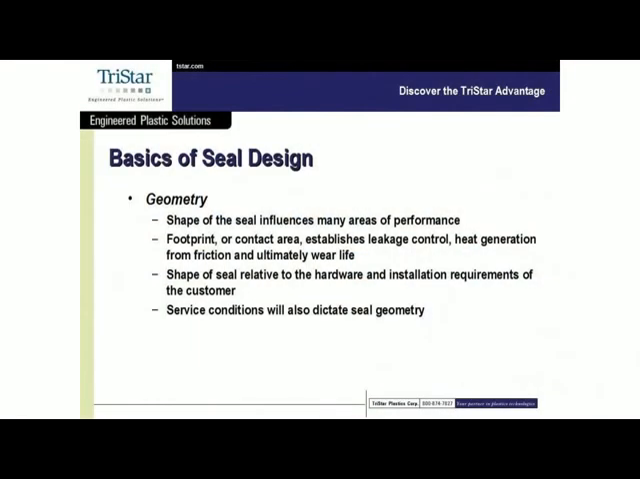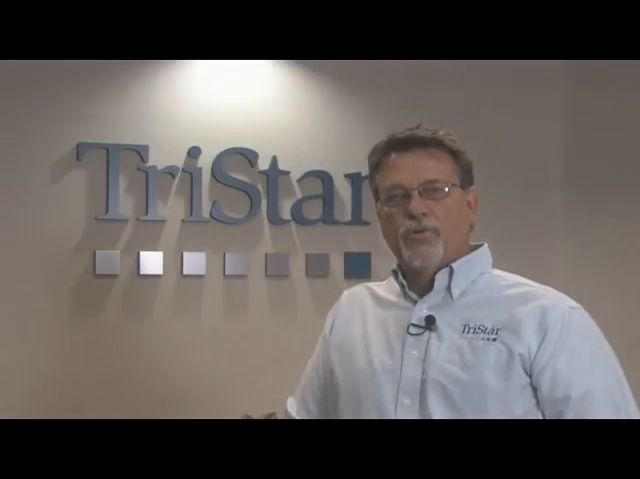Now looking specifically at the geometry, the shape of the seal influences really all the areas of performance. That footprint or contact area not only establishes the leakage control, but it also establishes how much heat you're going to generate from friction and ultimately how long that material is going to last. The shape of the seal relative to the hardware, as I mentioned before, is something that we have to work with you as the customer on, to be sure that if you're using a closed gland, the geometry will be installable without damaging the seal beyond use. If you're using an open gland, obviously there are a lot of advantages to doing that, but it's generally a little more costly as well. And then service conditions are going to dictate ultimately what the geometry is too. Temperatures, speeds, pressures, all of these come into play.